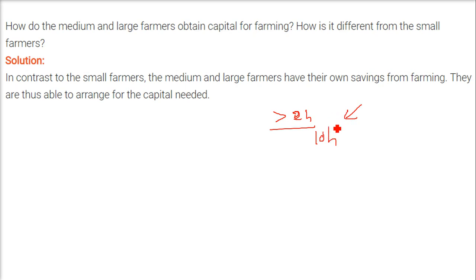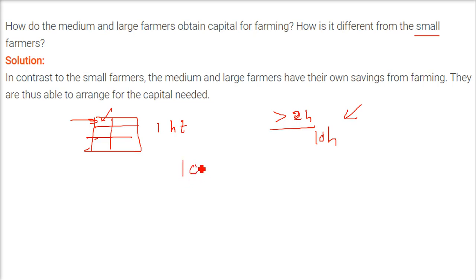They have some savings, so now they can do the farming, and they don't have to go to any moneylender or bank. Now how is it different from the small farmers? Small farmers don't have that much money, and they may not have any land, or they may have very little land, like 1 hectare, and because small farmers generally have big families, this 1 hectare will be divided further. Now they don't have money, so for the initial cultivation process, they have to go to the moneylenders, and moneylenders would charge them an exorbitant amount of interest.